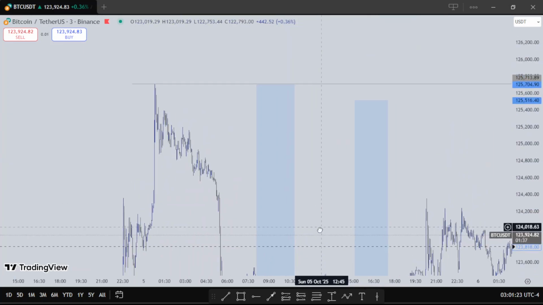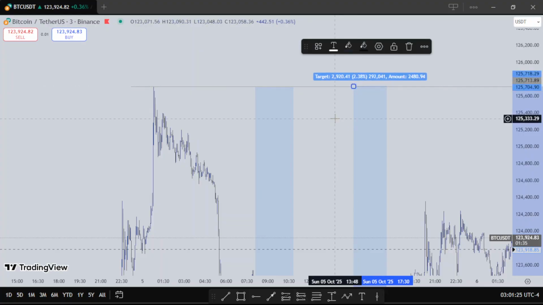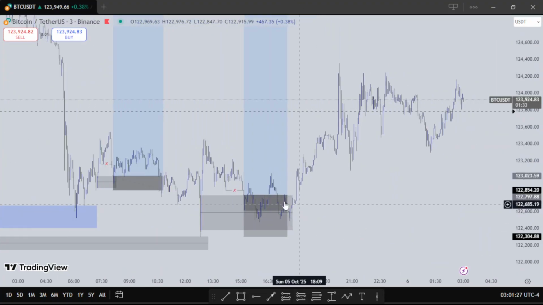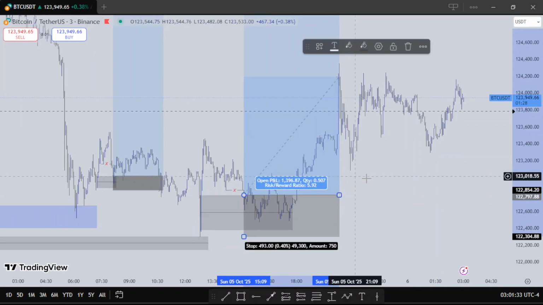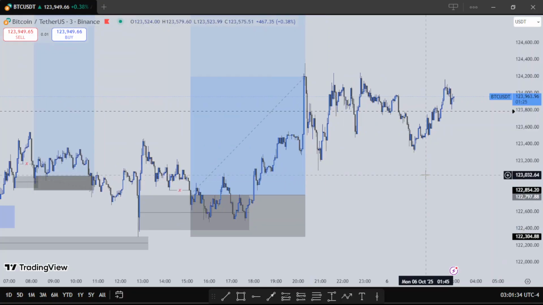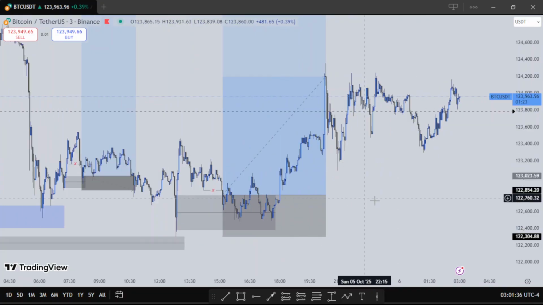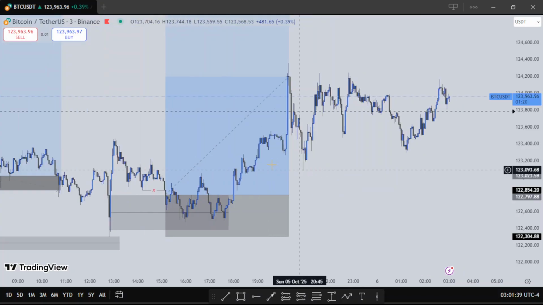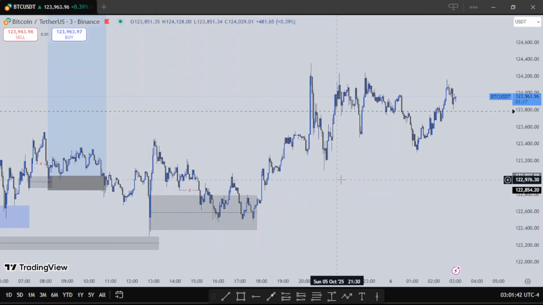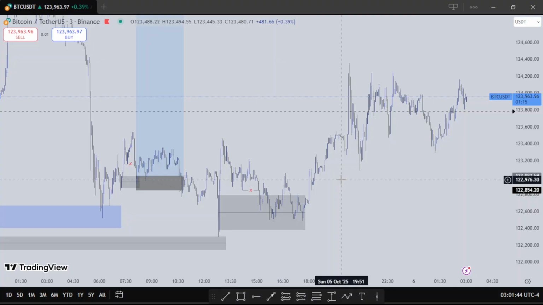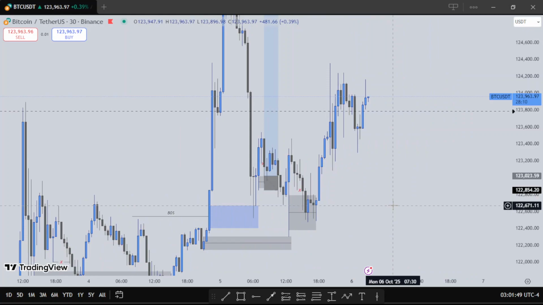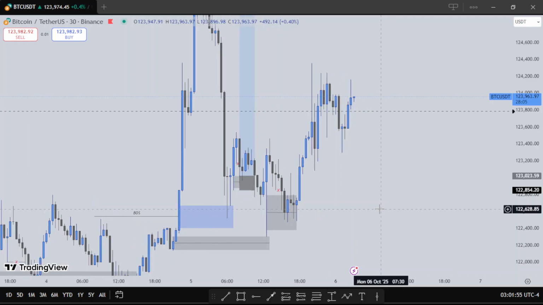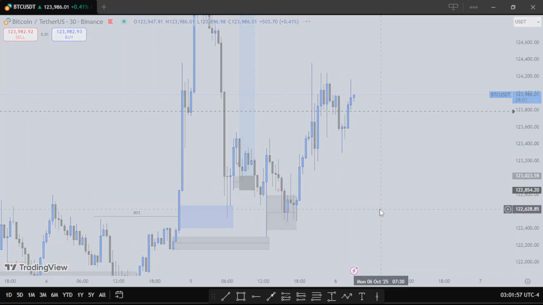But what price actually did, it moved to where I intended it to move, which is to the upside, which is here. So what I'm trying to do now is have a re-entry, because I already know price is going to aim for higher highs. It's just going to keep going in bullish momentum.